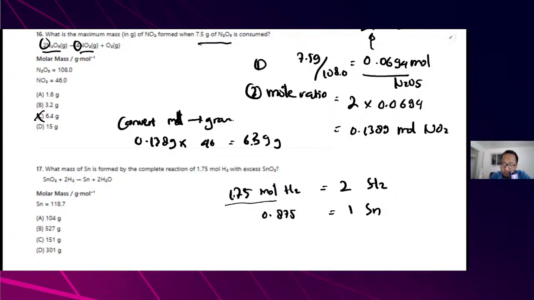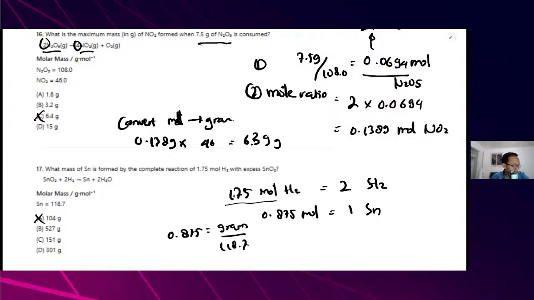0.875. This is for tin. And then how about the molar mass? So the question is about mass, so it's pretty easy. 0.875 is grams, and then this one is 118.7. So now just times what? 118.7. So the answer should be 103.86. So it will be A for the answer.